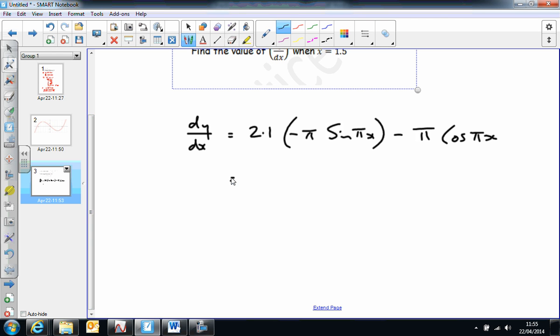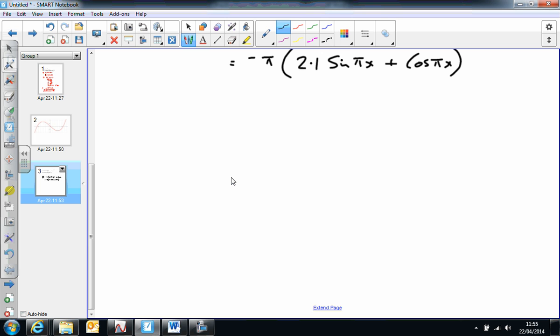I can take a pi outside the bracket. In fact, I can take minus pi outside the bracket. And what am I left with inside the bracket? 2.1 sine pi x plus cos pi x. Now it's just a case of putting in the value when x equals 1.5.